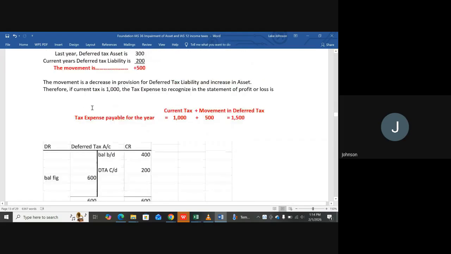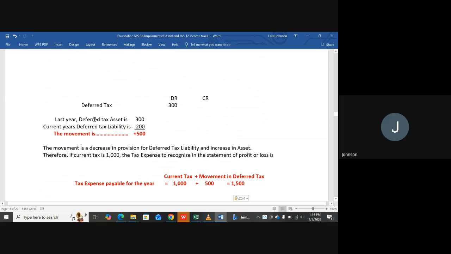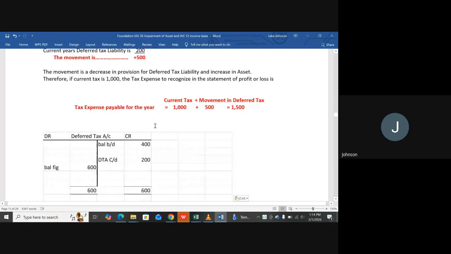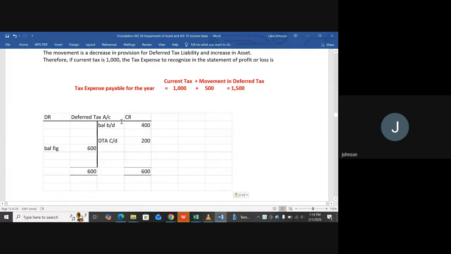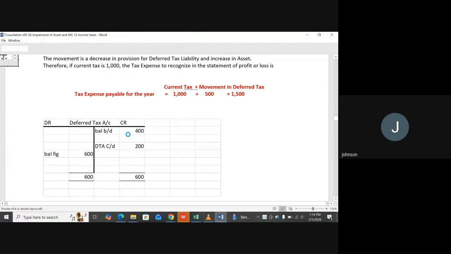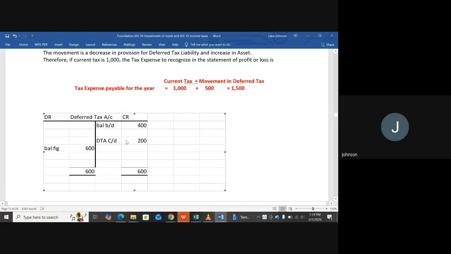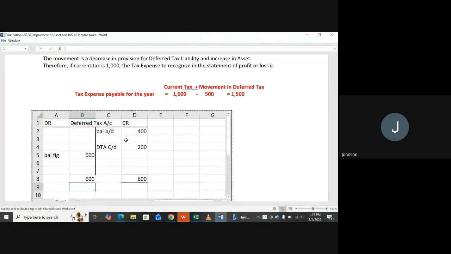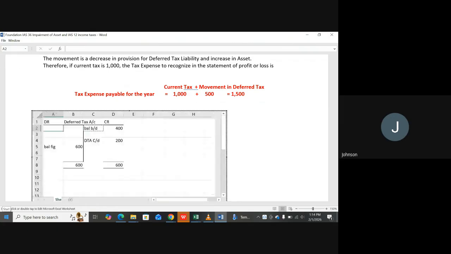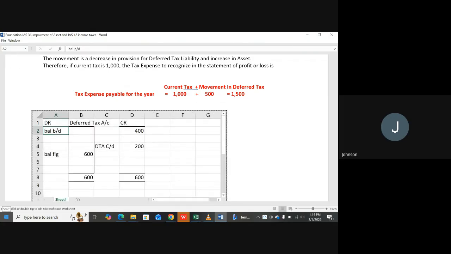So what do we have for last year? Quickly, for last year, we have a deferred tax asset, which is a balancing figure. So we come here on our deferred tax, right? We have a balancing figure of, okay, let me activate the Excel. So last year we had a balancing figure, and it's an asset, right?